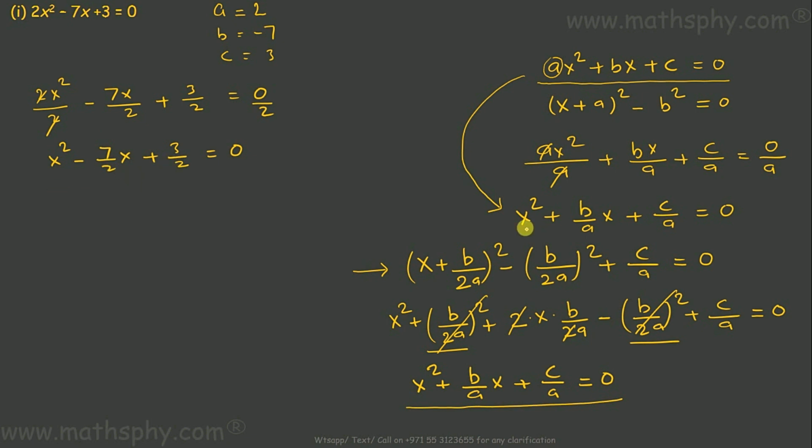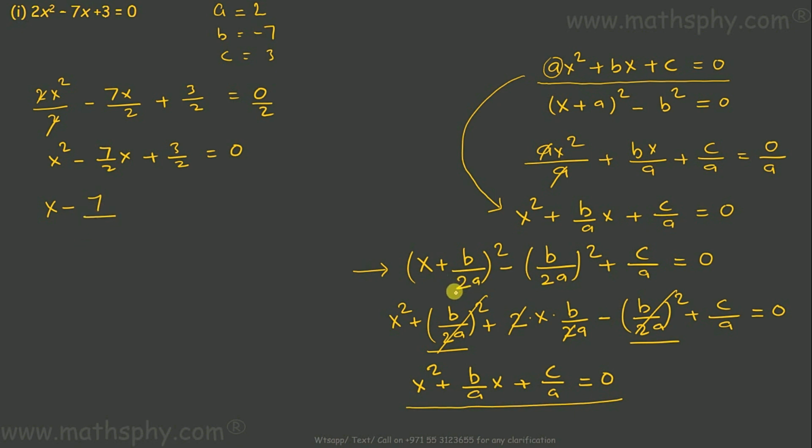Now, this equation here and this equation here, x squared, b over a x, plus c over a equals 0. Next step, x squared, I take it as x. Here I have minus, so I take minus. Here I had plus, I have taken plus. Then 7 over 2, b is this, so this stays as it is.